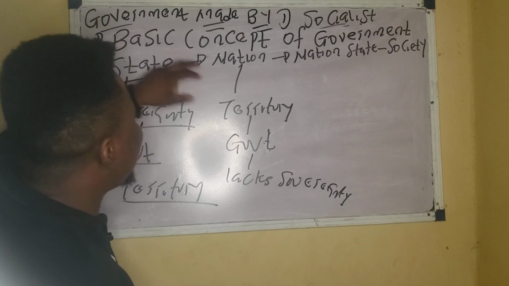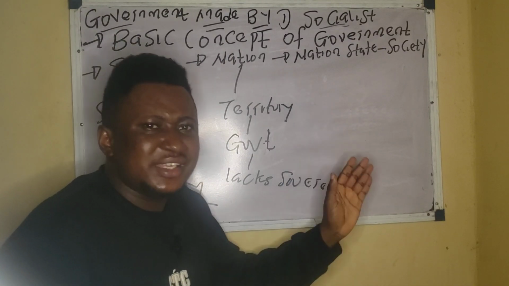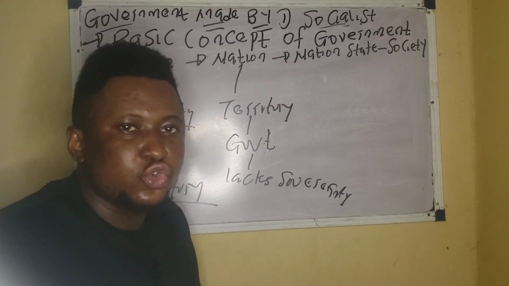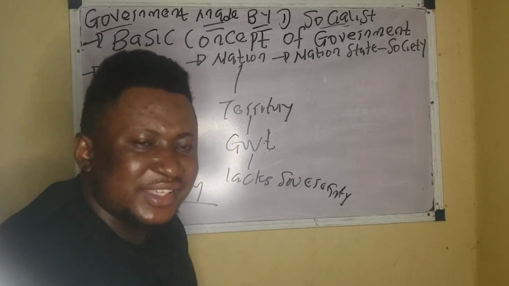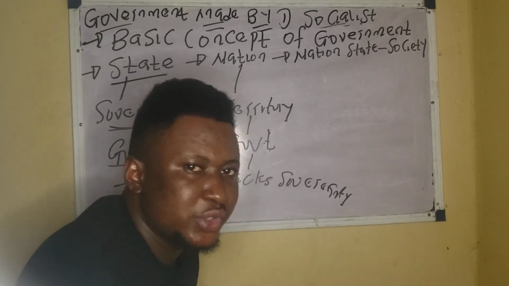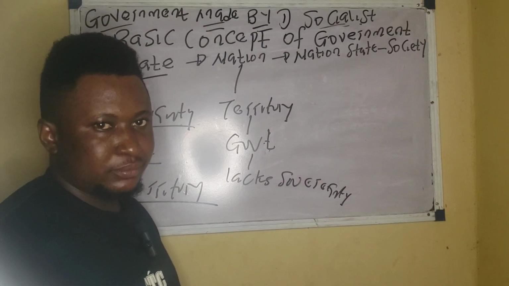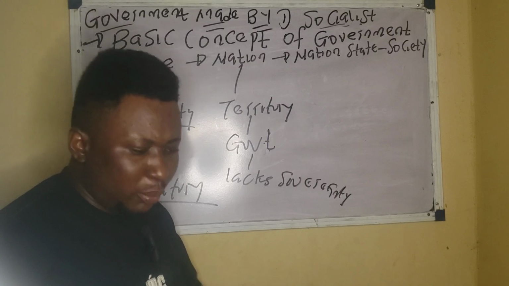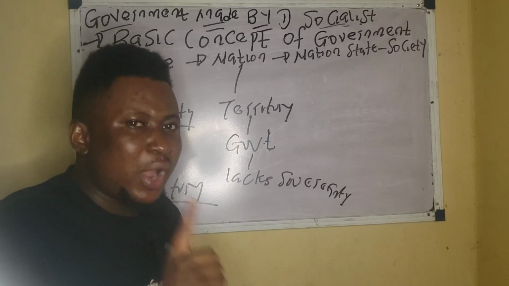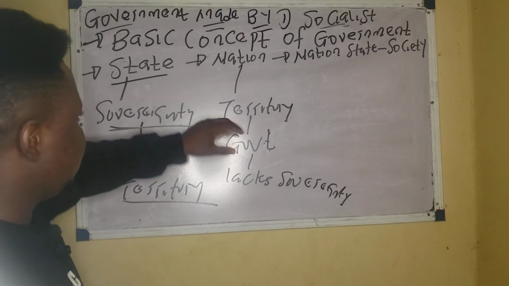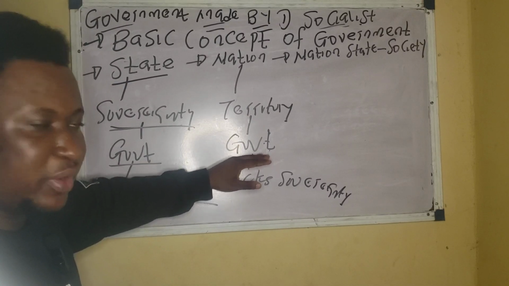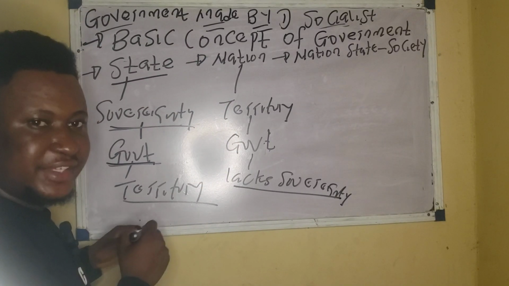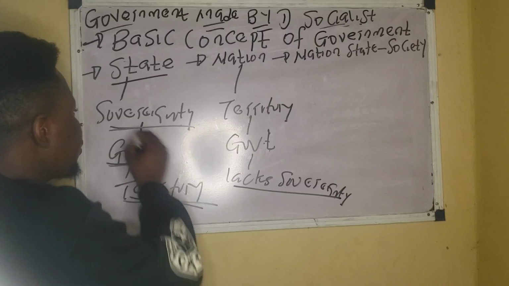But the difference between a state and a nation, ladies and gentlemen, is that a nation is a homogeneous group of people living or residing in a particular geographical territory with government but lacking sovereignty. Do you get it? So the both of them have similar definitions, but what one has, the other does not. A nation has territory, a nation has government, but a nation lacks sovereignty. A state has government, a state has territory, and a state also has sovereignty.